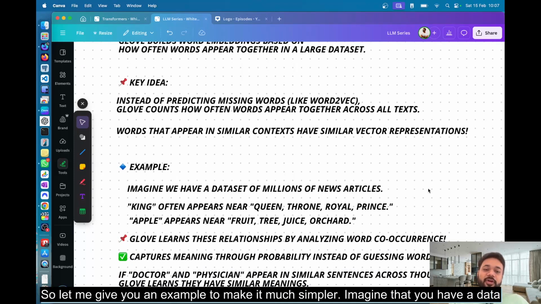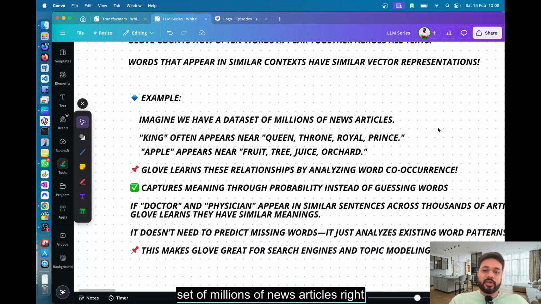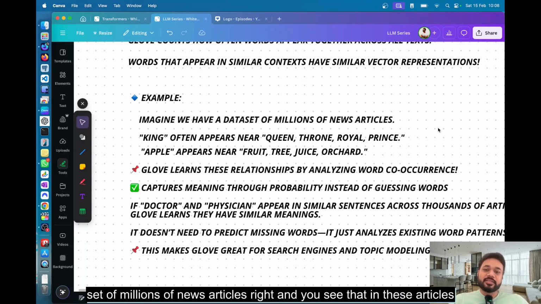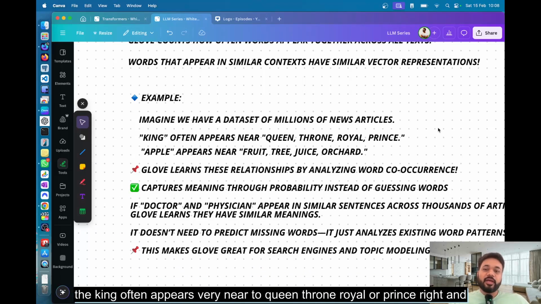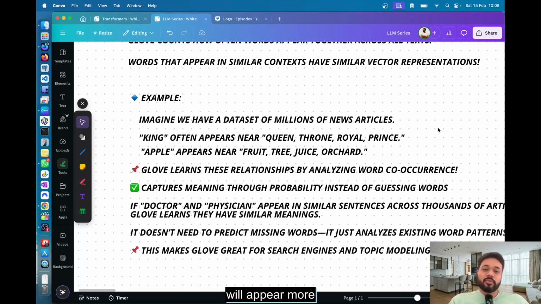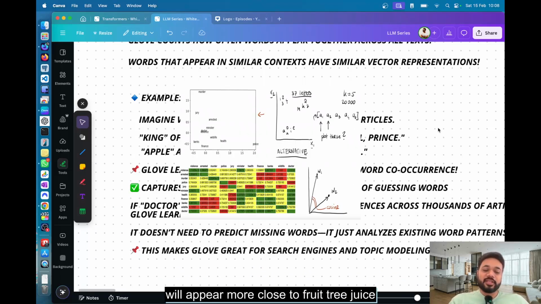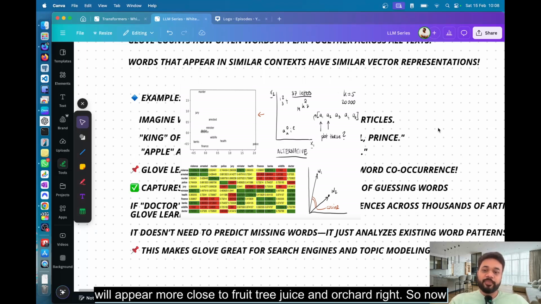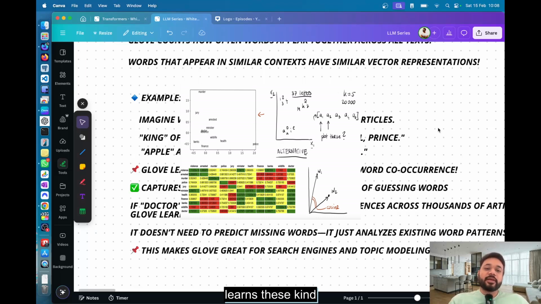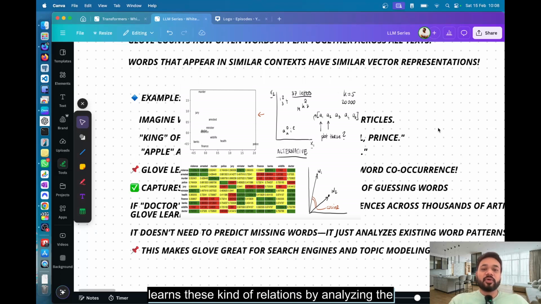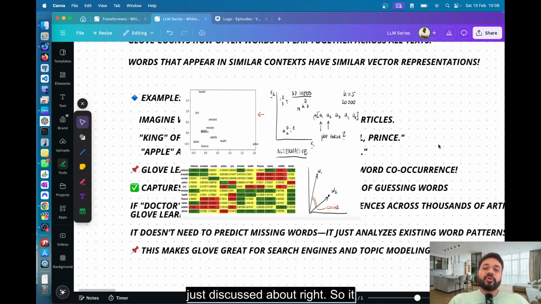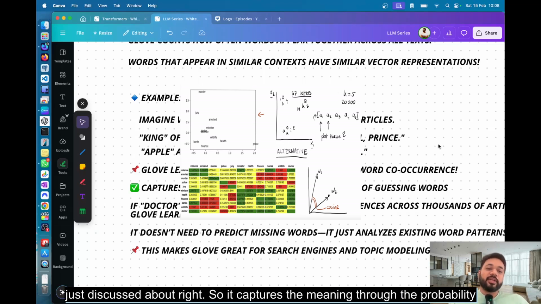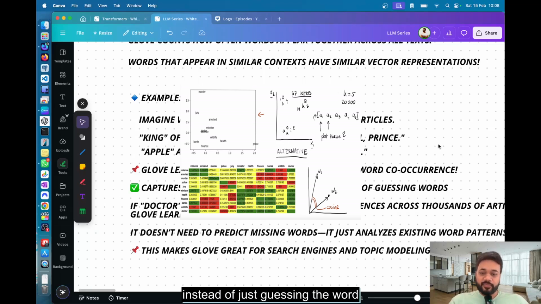Imagine that you have a dataset of millions of news articles, right? And you see that in these articles, the king often appears very near to queen, throne, royal, or prince, right? And the apple will appear more close to fruit, tree, juice, and orchard, right? So now GloVe learns these kinds of relations by analyzing the word co-occurrences that we just discussed, right? So it captures the meaning through probability instead of just guessing the word, right?